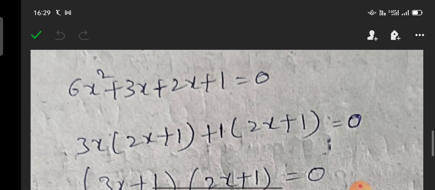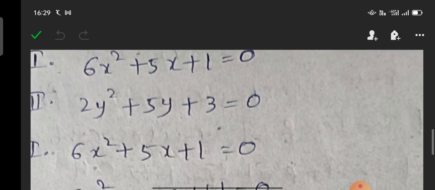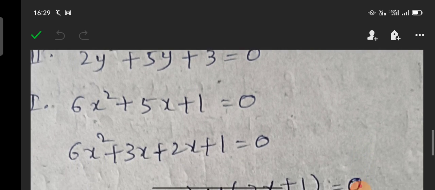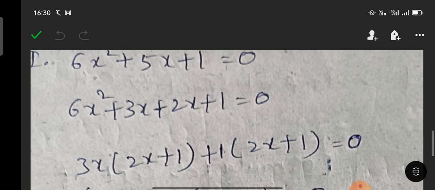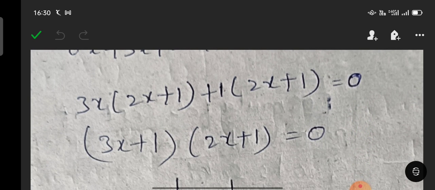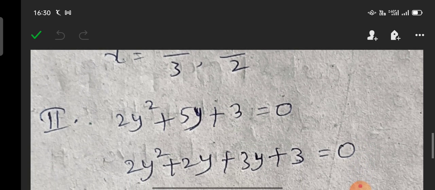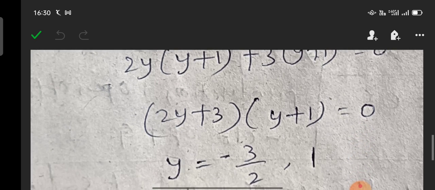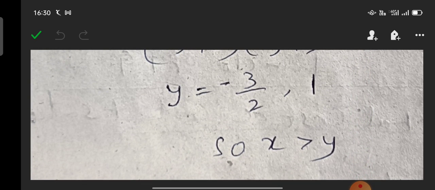And the 26th question: 6x square plus 5x plus 1 equals 0, 2y square plus 5y plus 3 equals 0. So by taking common factor you have to solve this, and we got x equals 1 by 3, 1 by 2. And when it comes to the second statement, we got y equals minus 3 by 2, 1. So x is greater than or equal to y.